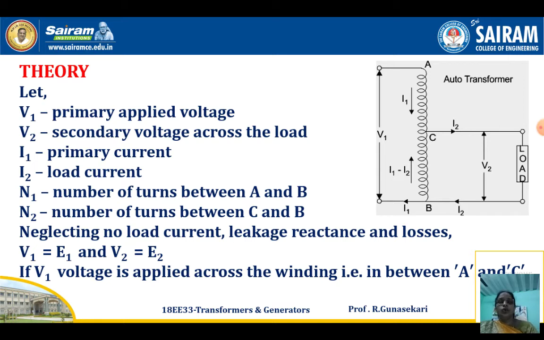Here we neglect the no load current I0, the leakage reactance XL, and the losses; all are neglected. If there are no losses, no leakage reactance, there is no no-load current. Therefore V1, the primary applied voltage, is equal to the primary induced EMF E1, and the secondary voltage V2 is equal to the EMF induced in the secondary E2. V1 voltage is applied across the winding, that is A and C.